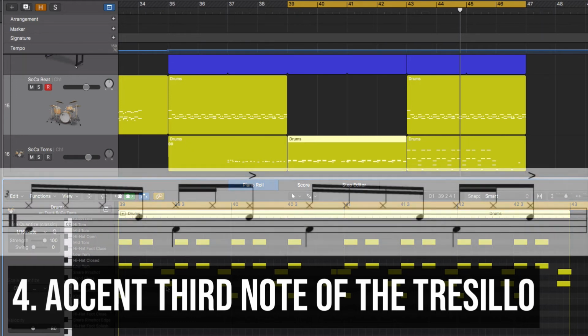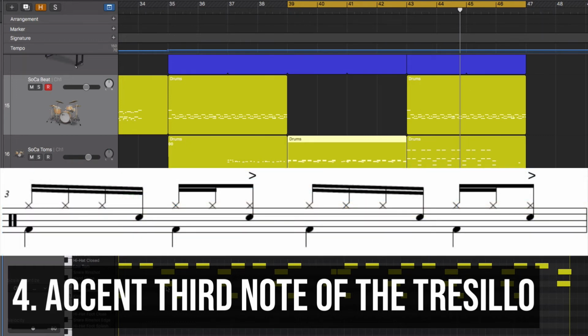You'll notice when I accent the snare hits in a lot of these drum tracks, I'm accenting the and of 2 and the and of 4, which falls on that 3rd beat. And this is a very common thing to accent, and it's what makes this beat unique in a sort of way to give it a signature soca feel.